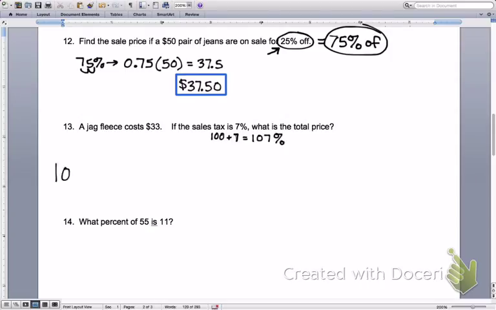So 107% is the same as, move the decimal place 2 spaces to the right, 1.07. And we multiply that by the $33. So we end up getting $35.31.